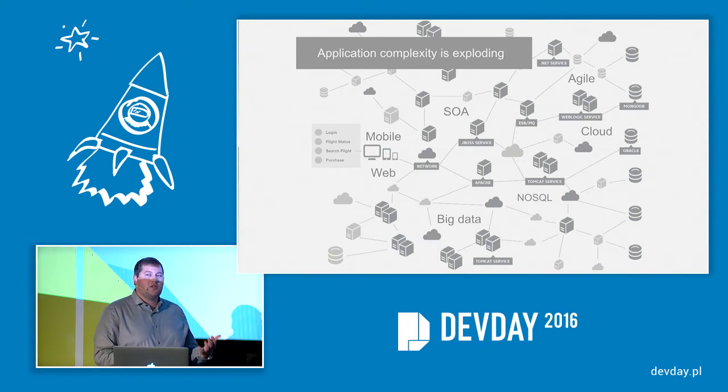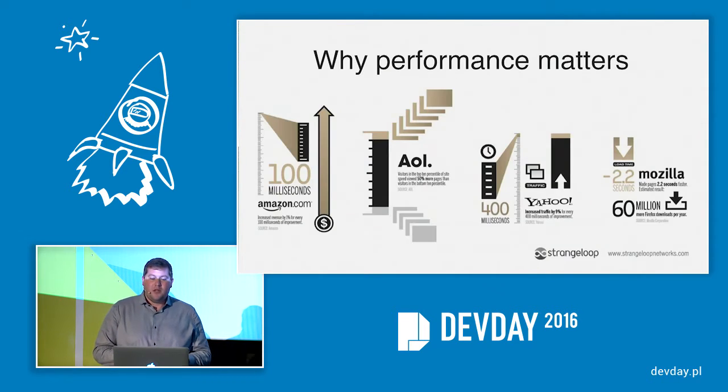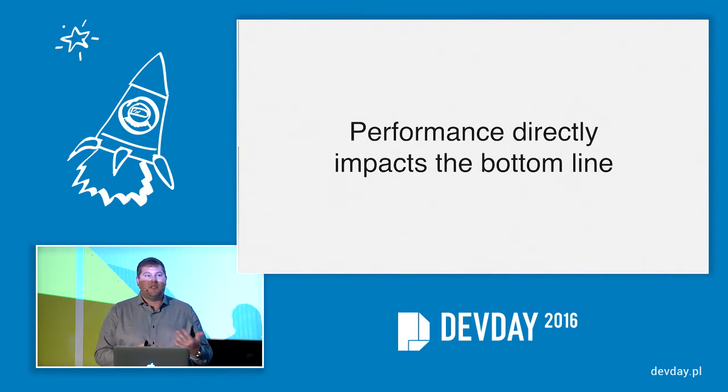I always like to start this talk with why performance matters. The reality is that performance directly impacts the business's bottom line, and you should be able to quantify why you're investing in performance. To that effect, Amazon increases revenue by 1% for every 100 milliseconds they shave off the end user experience. Mozilla shaved 2.2 seconds off their Firefox download page, and they got 60 million more downloads as a result. So again, performance directly impacts the business's bottom line.